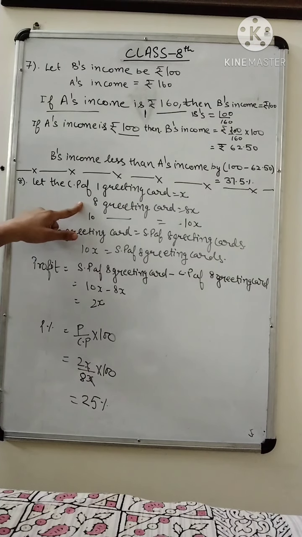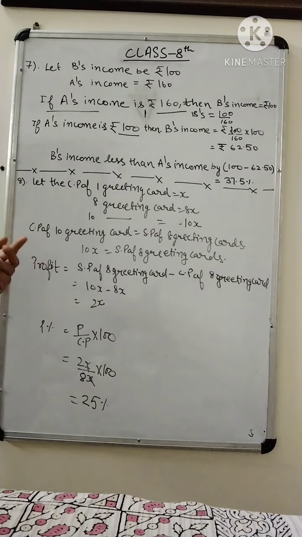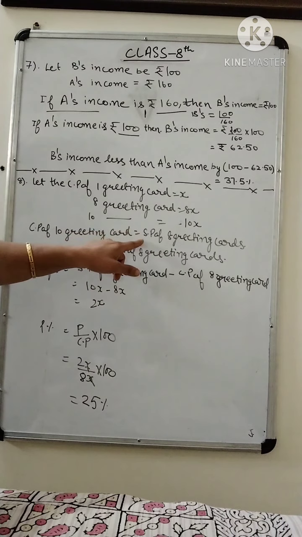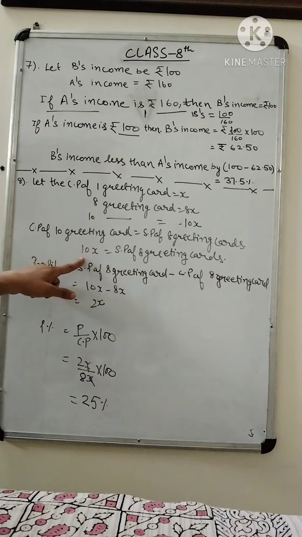Cost price of 8 greeting cards is 8x. The cost price of 10 greeting cards is 10x. Clear? At the last they are saying the cost price of 10 greeting cards is equal to the selling price of 8 greeting cards. The selling price of 8 greeting cards is equal to 10x. So he is in a profit.